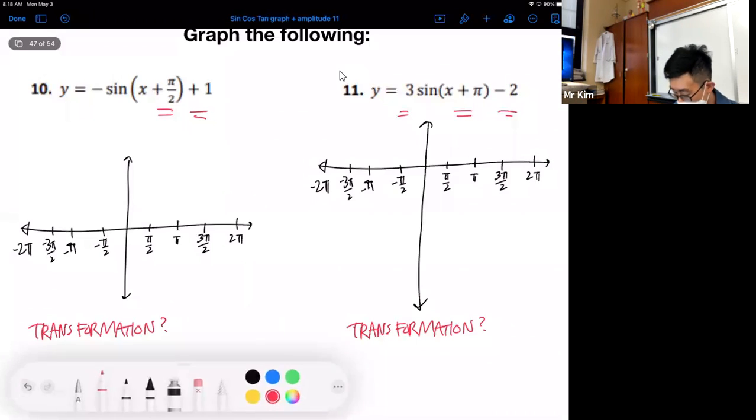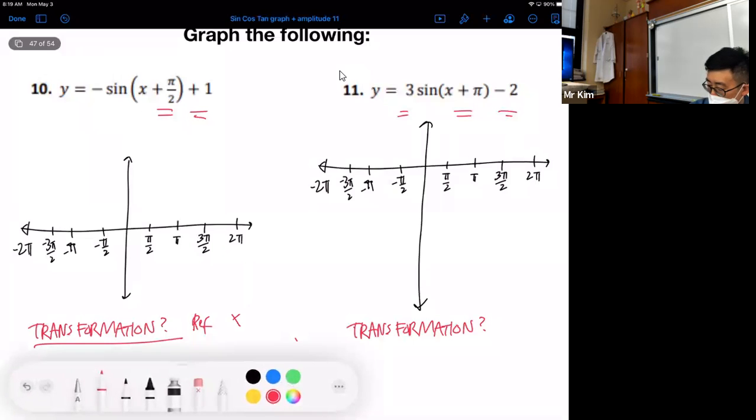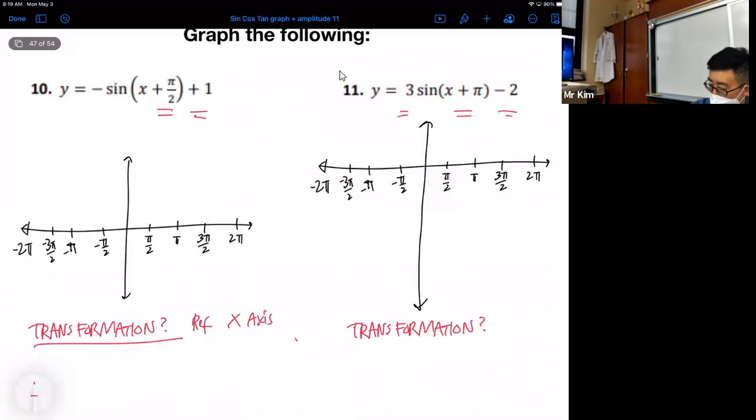So, like I said, pi over 2 is a magic number in which you guys are just going to keep on moving right or left by. Some of you guys have already finished here, so I'm going to ask you for the transformations. Nora, what are the transformations that you have for the first one? Reflected over the x-axis. Great. And then what's the plus 1 going to do? Move it up 1.